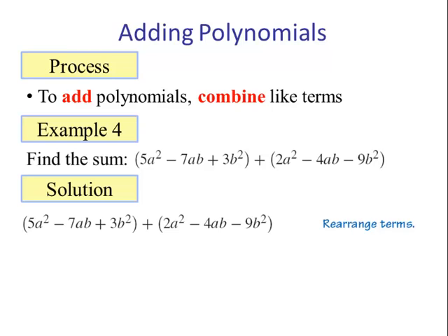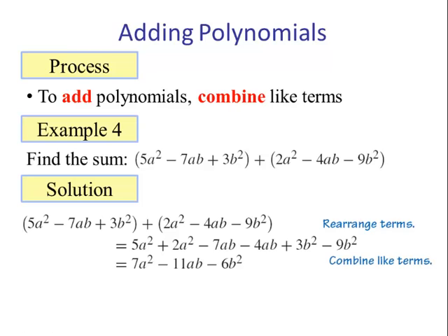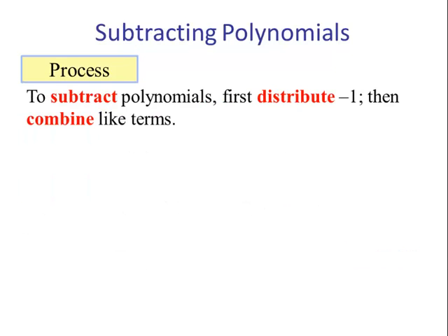Later in the video, I will show you another way that involves using shapes. So here we arrange the a squared terms. Here are the ab terms, and here are the b squared terms. Combining the coefficients, we have 7a squared minus 11ab minus 6b squared. And we are finished.